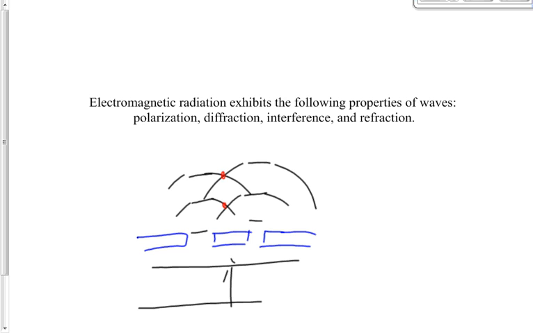But EMR undergoes interference. We can produce bright light by constructive interference, or we can completely cancel out light by destructive interference. If light undergoes interference, and interference is a property of waves, well then light must be a wave, or EMR must be a wave.